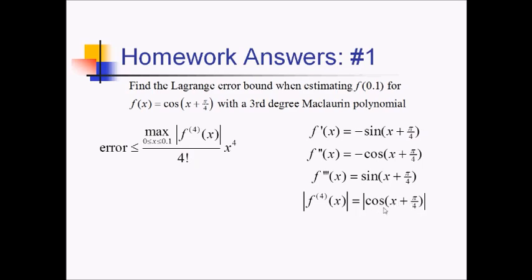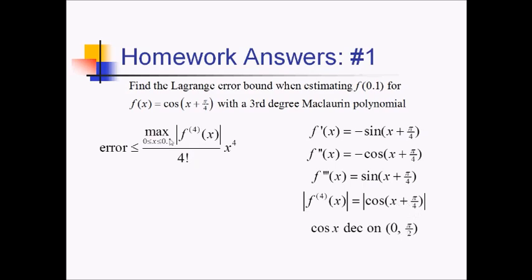Now, cosine in general fluctuates between negative and positive 1. However, I have to look at the specific interval from 0 to 0.1, which might not get to those maximum possible values for the whole function. So cosine in general from 0 to pi over 2 is decreasing. The very first number I'm going to get when I plug in something on this interval, 0 plus pi over 4, I'm going to get pi over 4 as my starting value. And cosine is decreasing until we get to an overall inside value here of pi over 2.